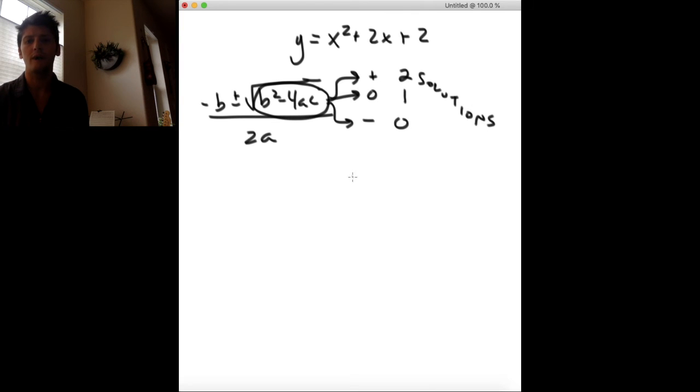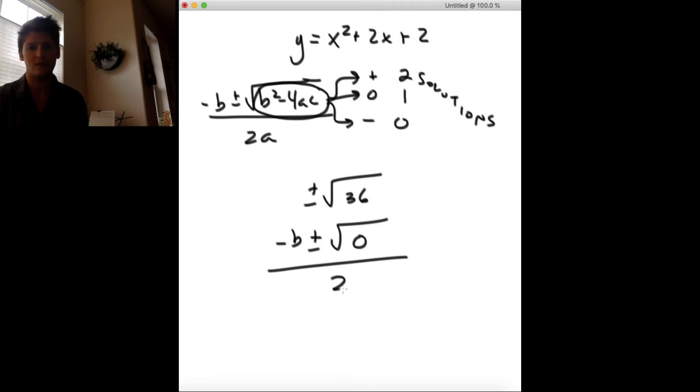Well, look, plus or minus a square root. If you have a positive square root, like say you had 36, we dealt with that one earlier, then that would mean you add and subtract 6. If you had plus or minus square root of 0, well, whatever negative b over 2a is, plus and minus square root of 0 doesn't change anything. So that's only one solution.